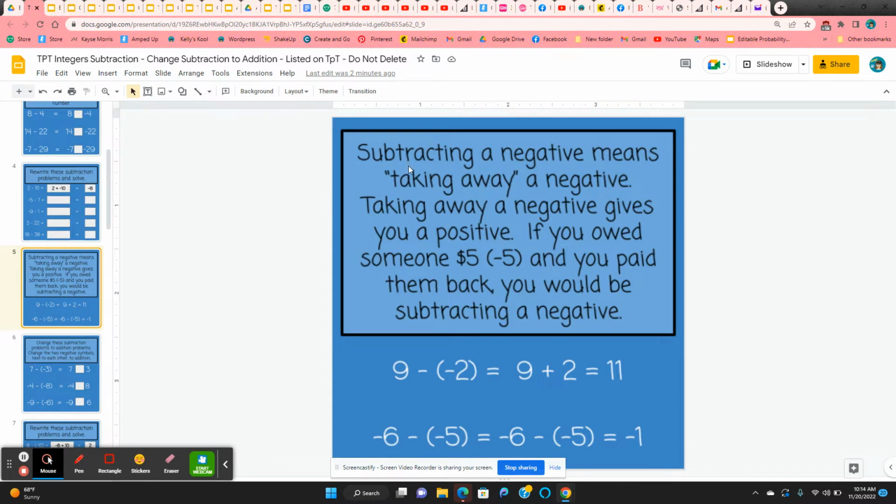Now it explains what subtracting a negative means. So subtracting a negative means taking away a negative. So if you take away a negative, that gives you a positive. So if you rewrite these equations, 9 subtract negative 2, that's the same thing as 9 plus 2. You're subtracting that negative.